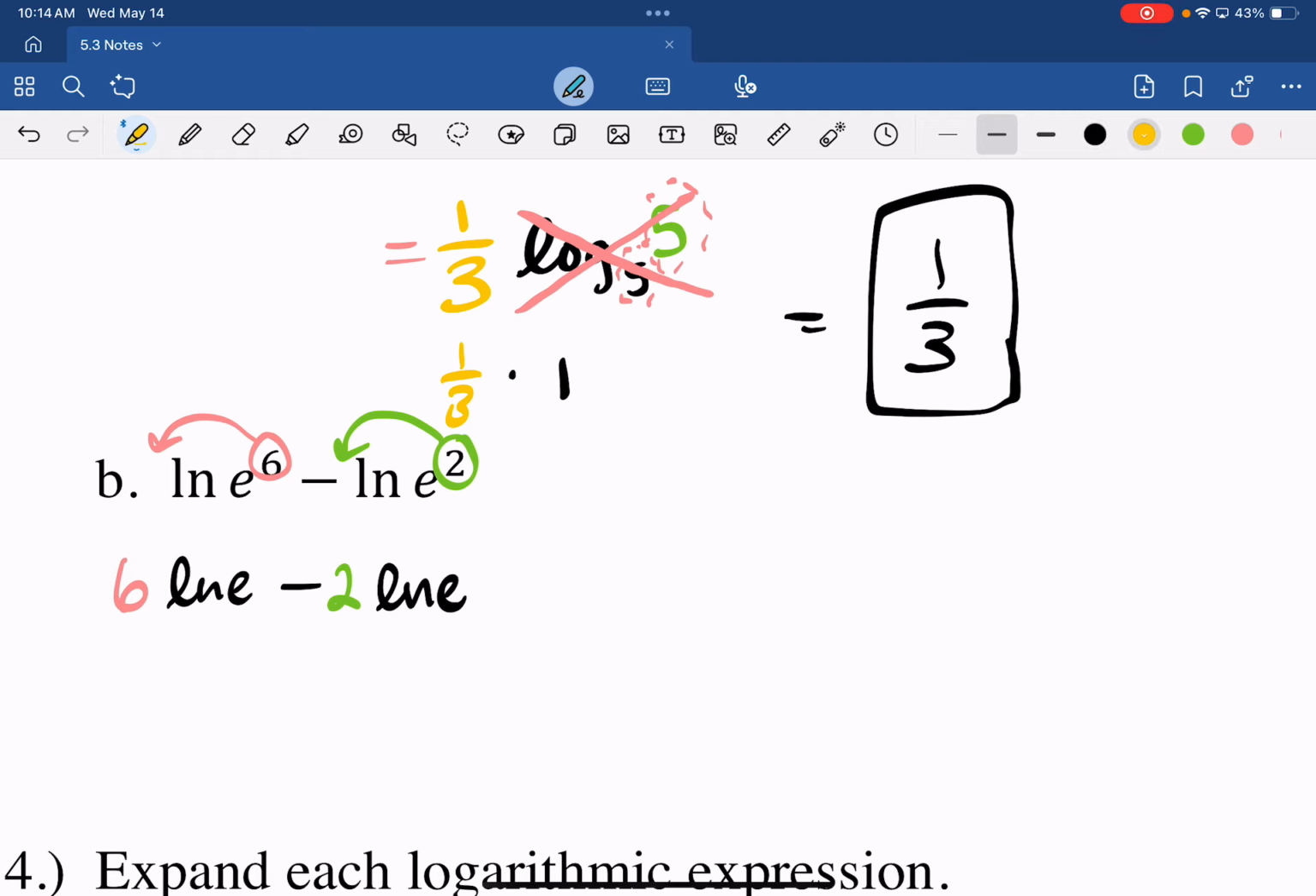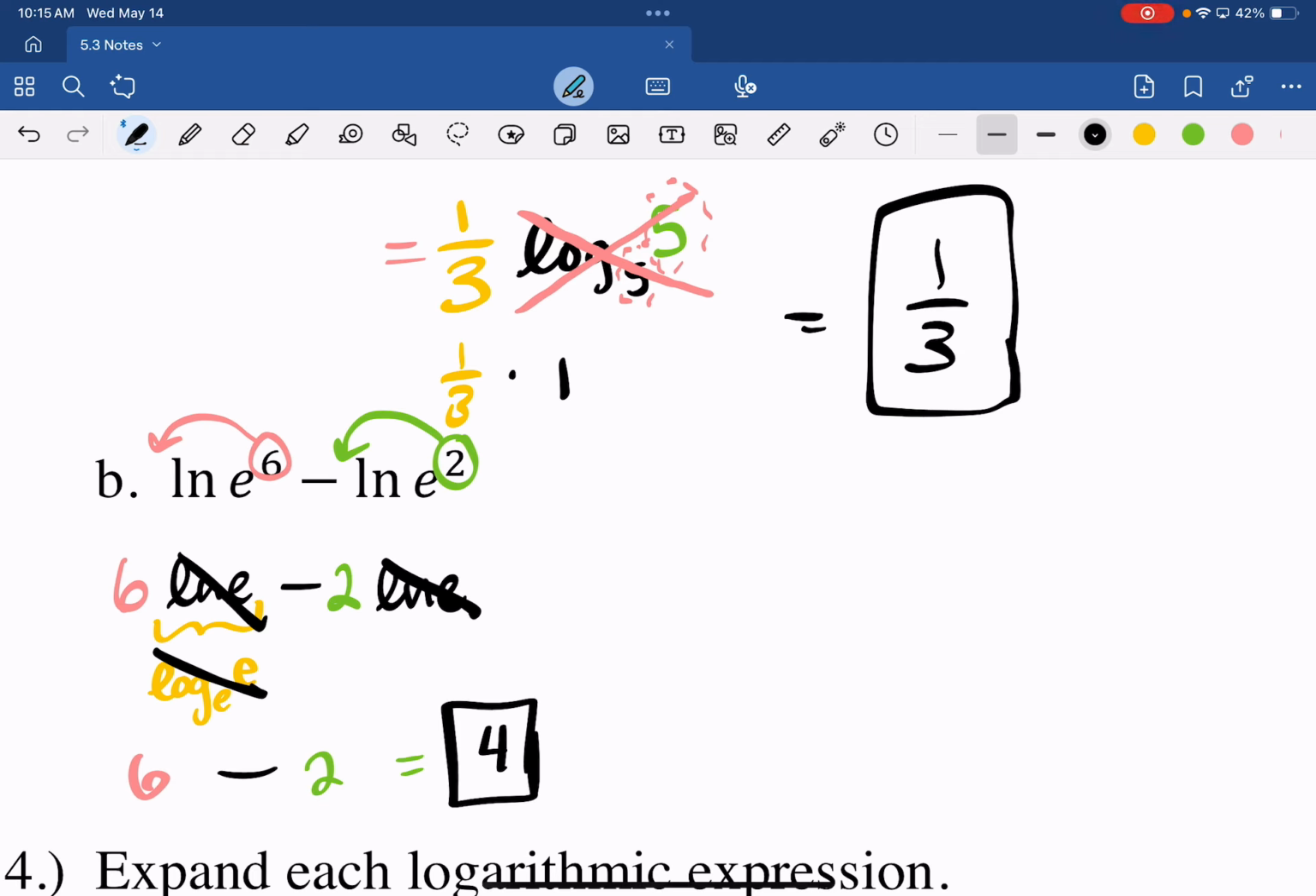Now, let's pause for a second. Remember, don't write this. Or you could, actually. ln of e is really log base e of e. What did we just say we could do whenever we have the same base and number? Yeah, they cancel out. It's really a 1. So really what I'm left with is 6 minus 2 equals 4.